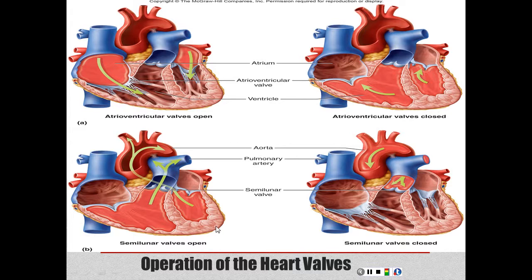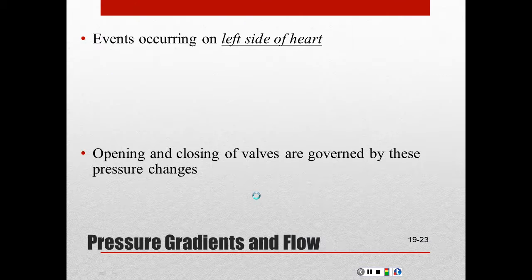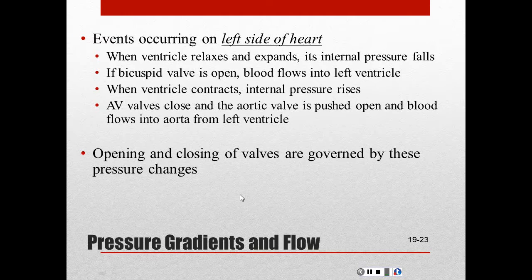Now, the opening and closing of the heart valves are governed by pressure changes, since they have no muscle and are passive. When the ventricles are relaxed, the AV valve cusps hang down limply, and both valves are open. Blood flows freely into the ventricles even before the atria contract. As the ventricles fill with blood, the cusps float upward toward the closed position.